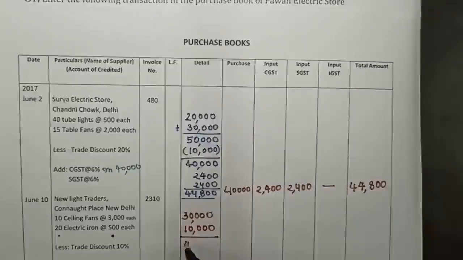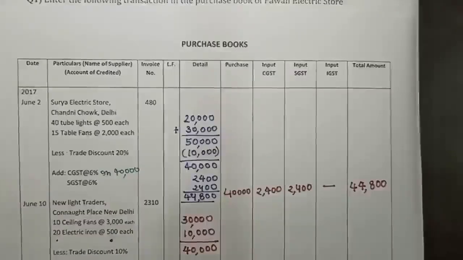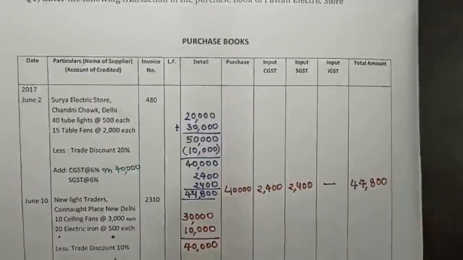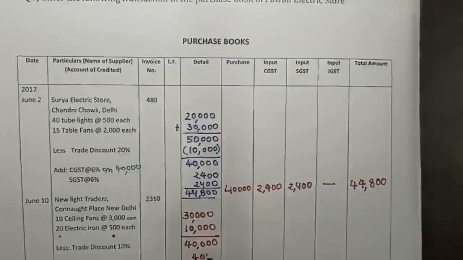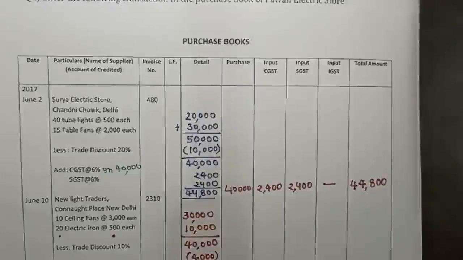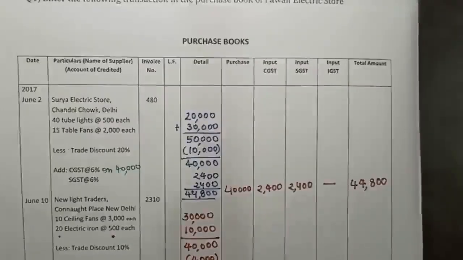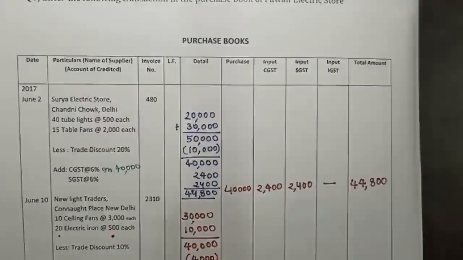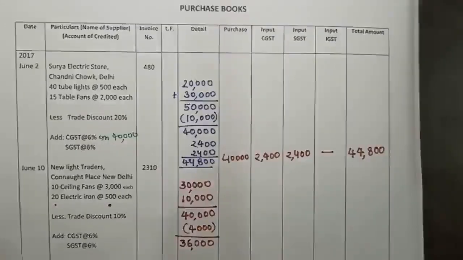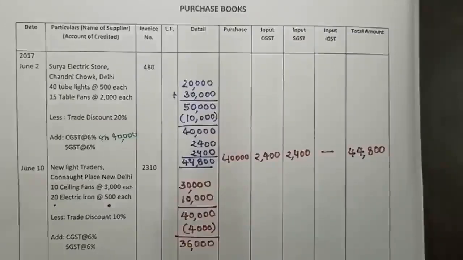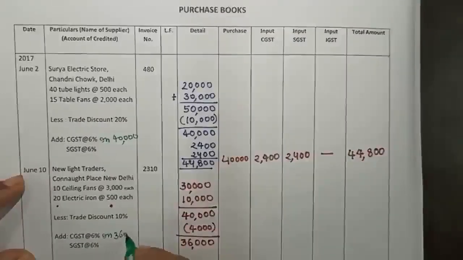The total will be how much? 40,000. Now the trade discount will be 10% of 40,000 rupees, 4,000. So we will get 36,000. Now we have to charge the GST. So CGST and SGST at the rate of 6% on 36,000.